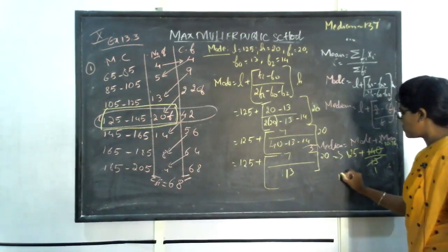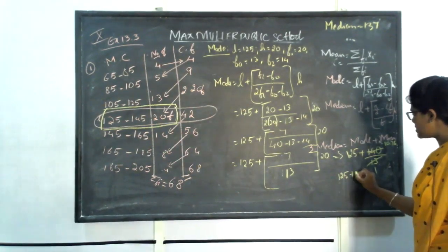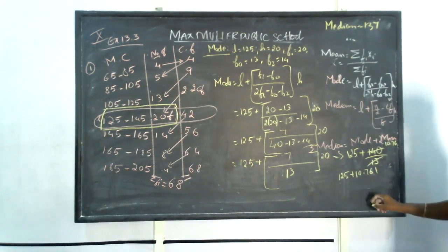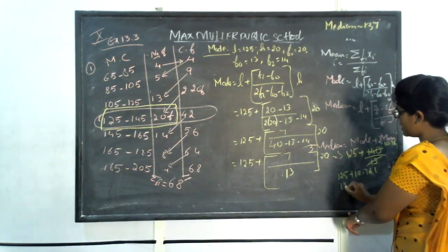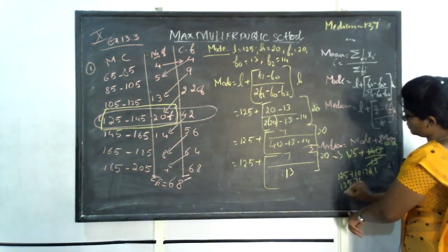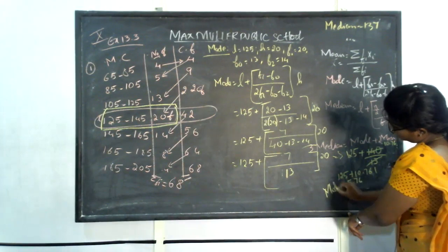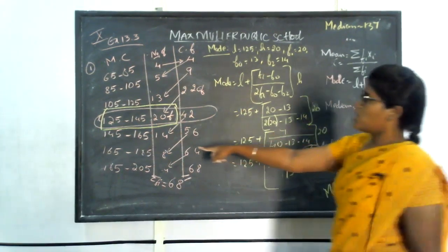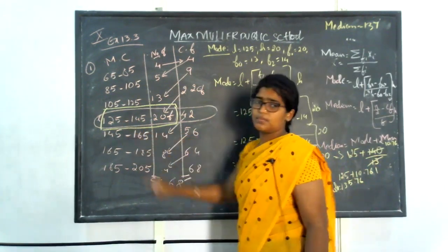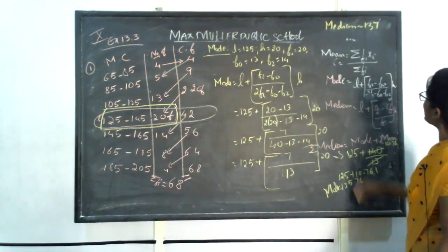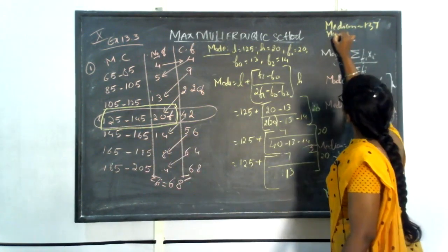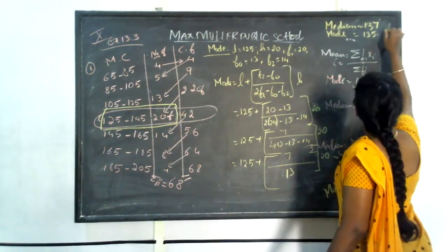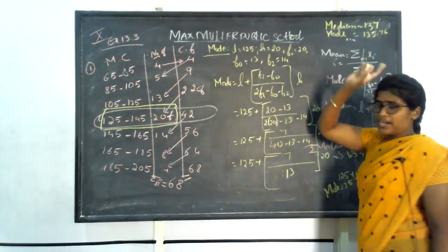So you'll be getting it as 125 plus 10.76, children. So how much you will get? 135.76. Mode also you get it as 135. Will 135 belong to that frequency? See here, class interval. Yes, it belongs. So it is 135. So you have mode as 135.76. Now what else you need to find? You need to find mean.